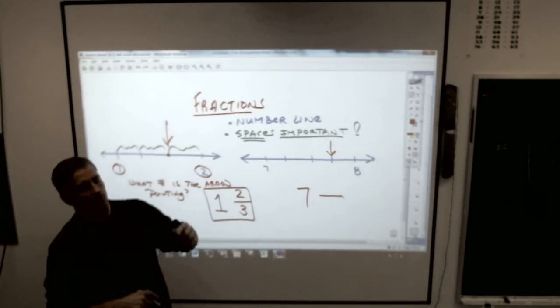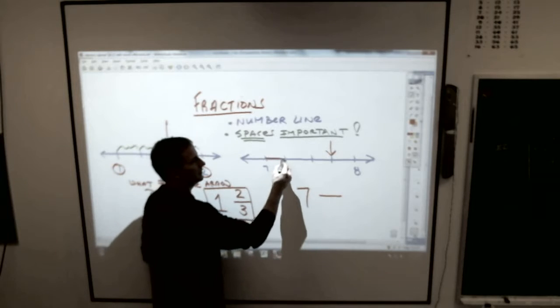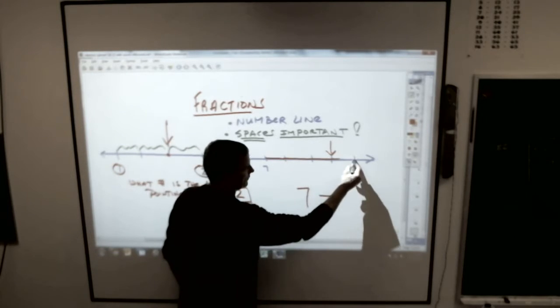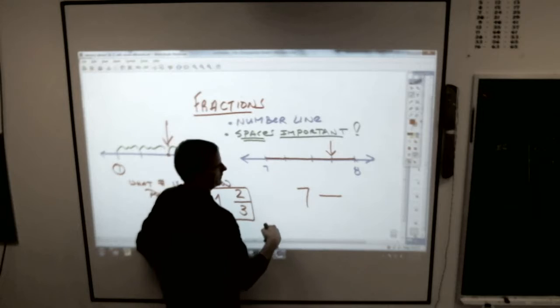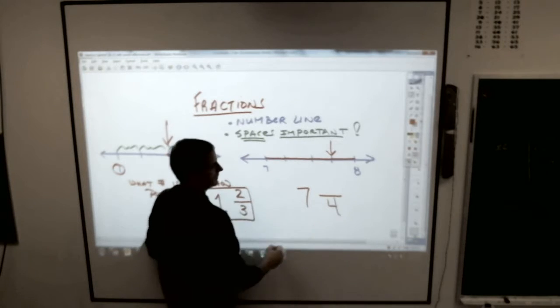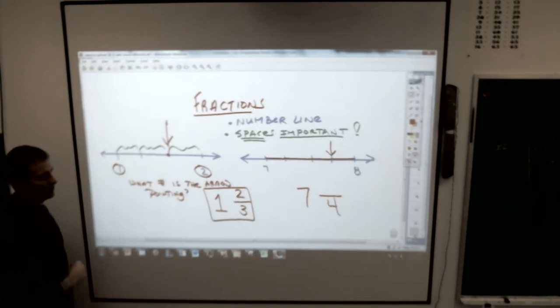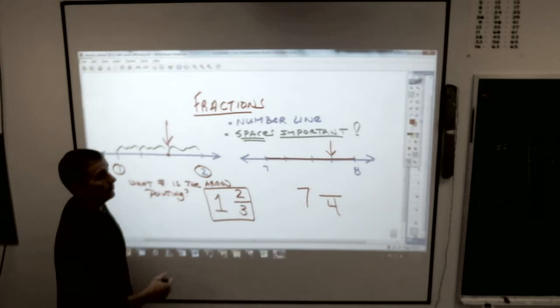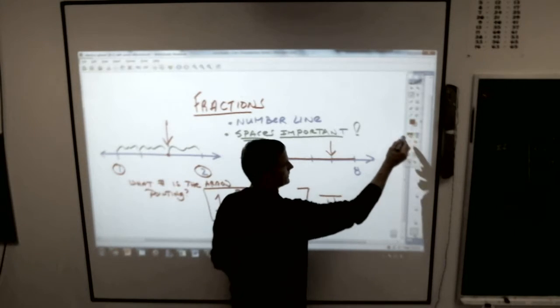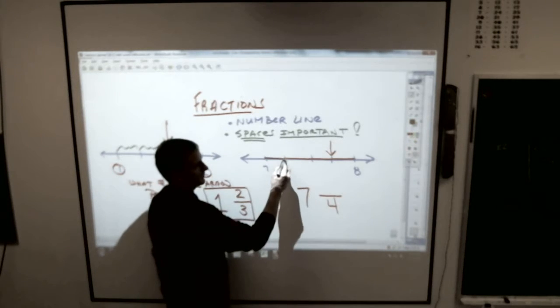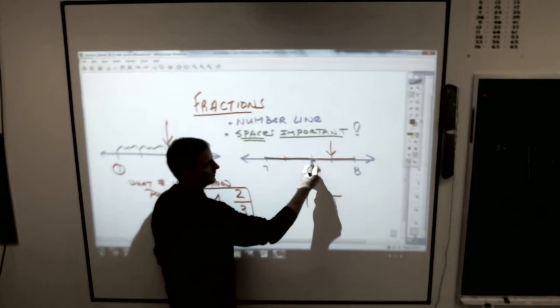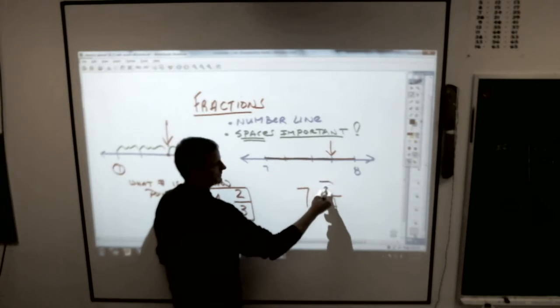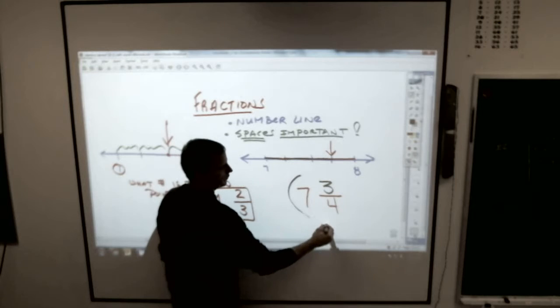4. 4, correct. 1, 2, 3, 4. My drawing of them apart isn't the best, but that's always going to be the bottom of my fraction. And then how many spaces over is it? There's 1 space over, 2 spaces over, 3 spaces over. That's 7 3/4.